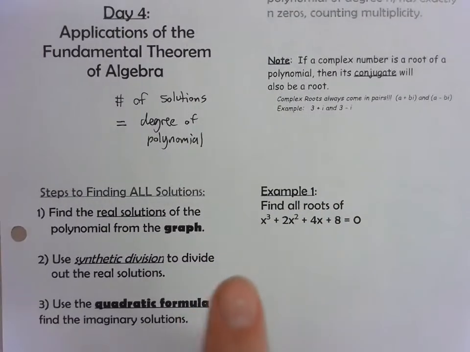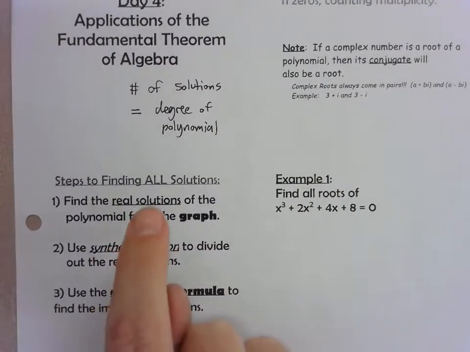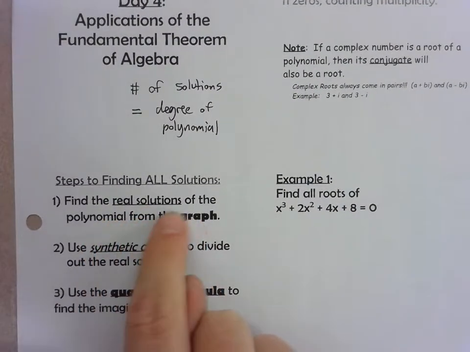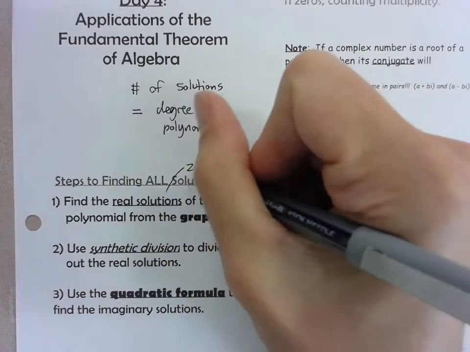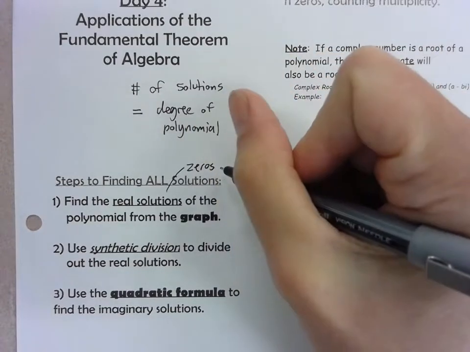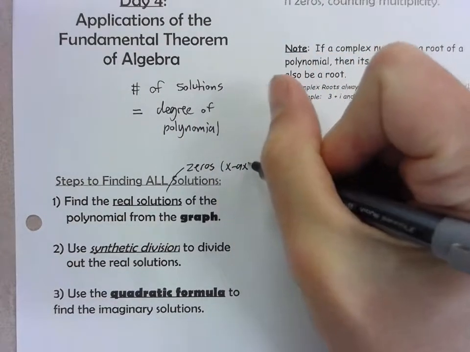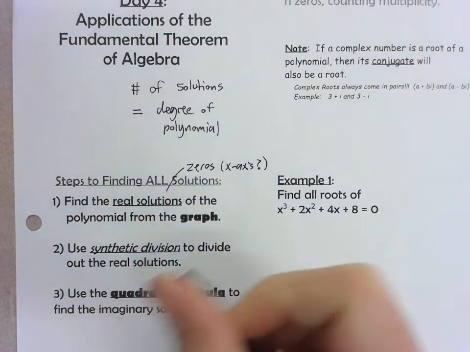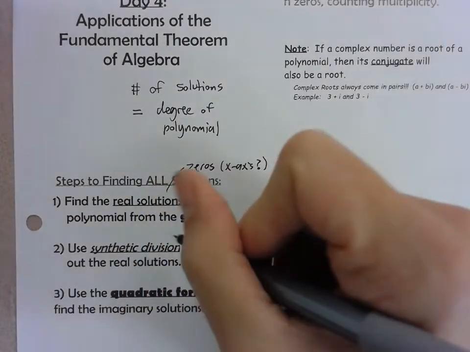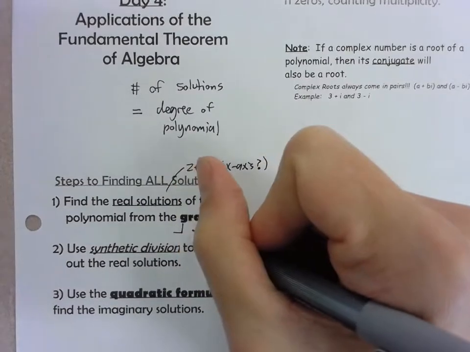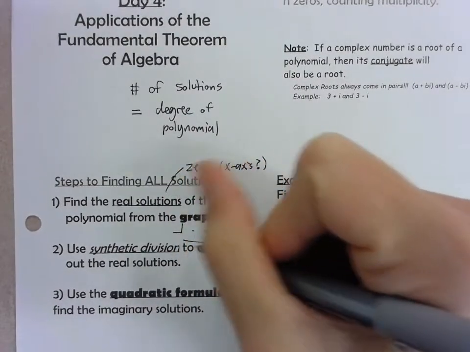The first thing we want to do is use the graphing calculator to find all the real solutions. When I say real solutions, I mean zeros. In other words, where does it cross the x-axis? Find all those first, list them out, and then we'll use synthetic division with those zeros, when we put the number in the box, write the numbers along here, and divide down.